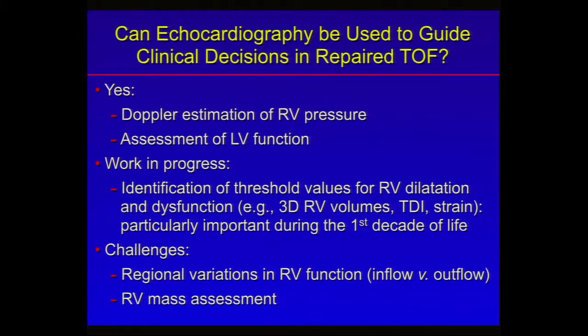It turns out that Doppler estimation of RV pressure is quite important, and this is work that is now making its way through the publication process. Assessment of LV function, which is important in these patients, can be done by echo. We are attempting to identify threshold values for RV dilatation and dysfunction by 3D RV volumes, tissue Doppler and strain, which will be especially important during the first decade of life when we don't want to send patients to MRI because they're unable to cooperate.